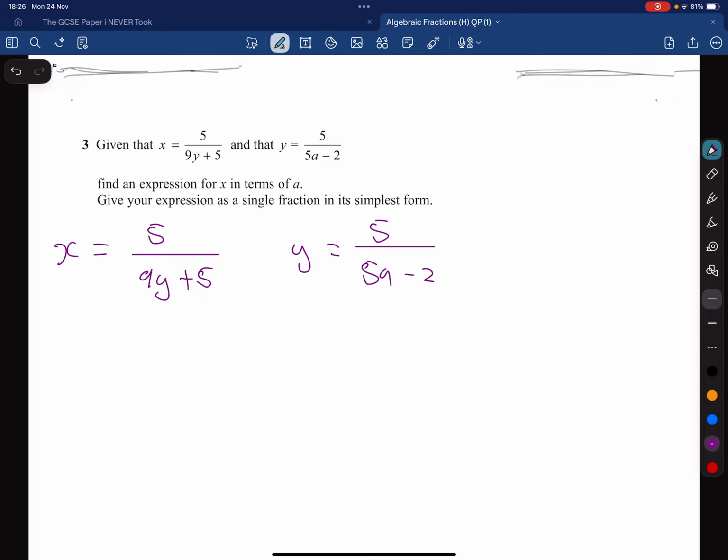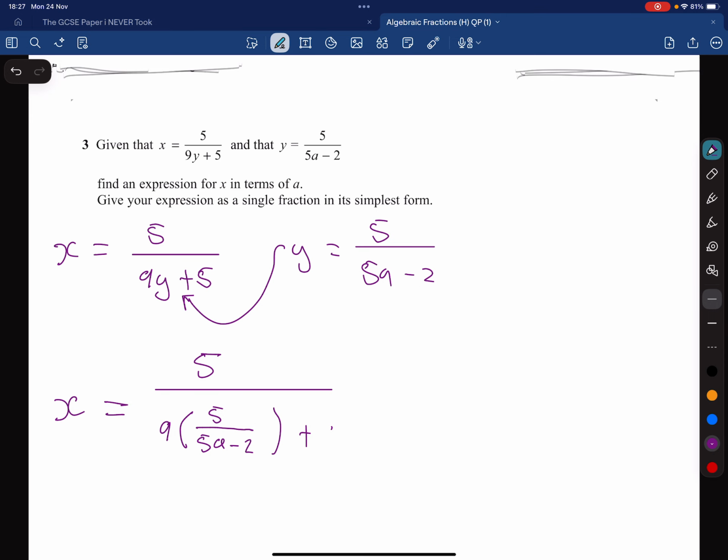So I never said pause the video, so if you haven't done that, do it and try your best, and I will give you the answers in a second. Okay, let's go. So what I need to do is I need to substitute y into this equation here, where y is equal to 5 over 5a minus 2. So therefore, we have x is equal to 5 over 9. We've got 5 over 5a minus 2 plus 5.